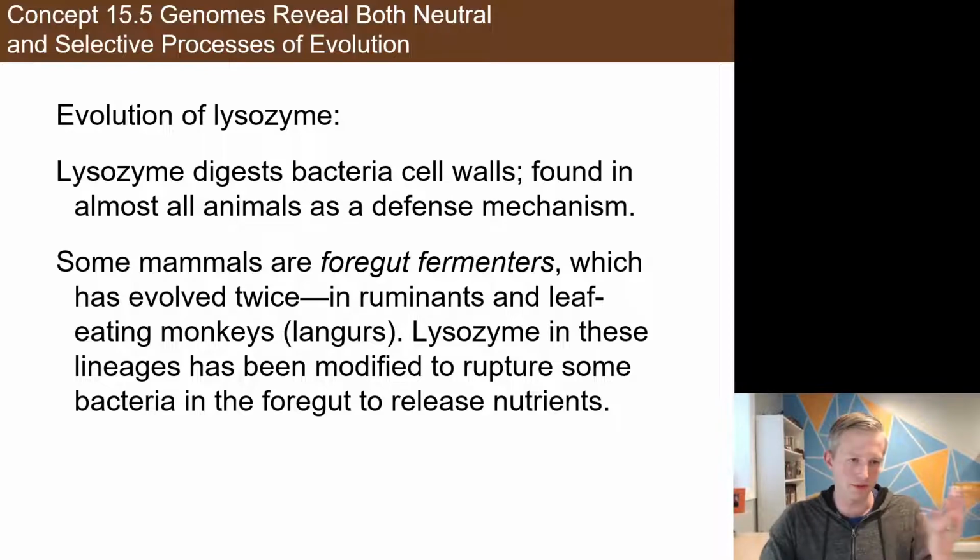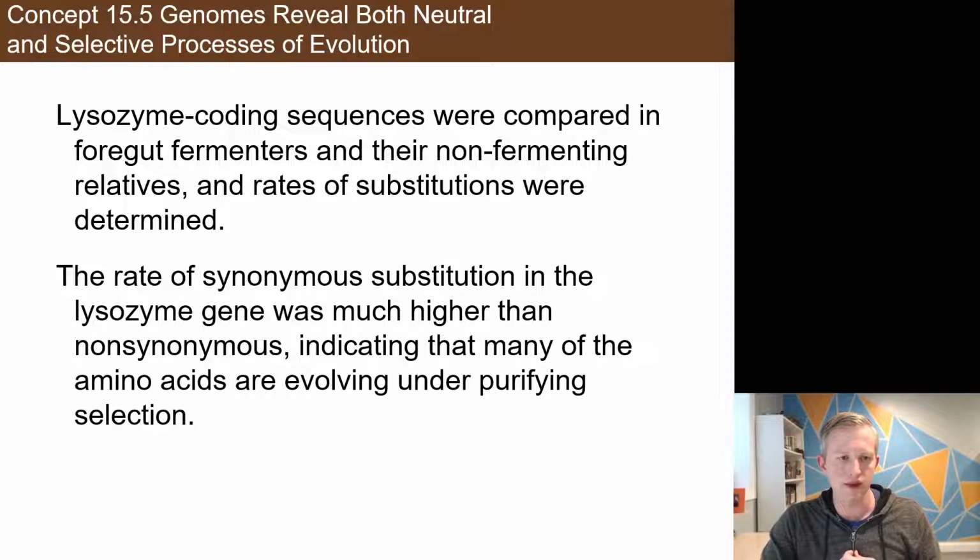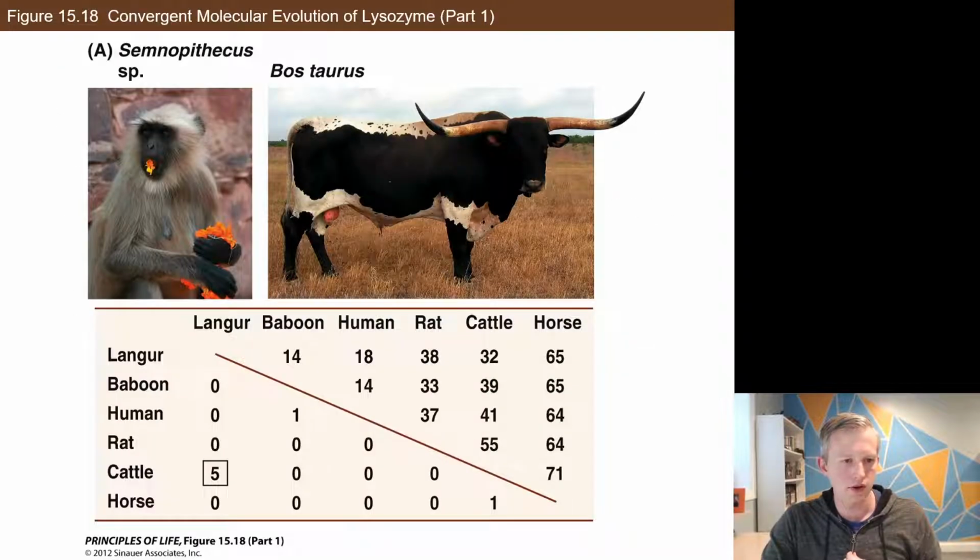It's not like these monkeys and cows had a shared ancestor who started it and then it carried forward. Actually, it appeared in both of these lines independent of one another, but through the same mechanism. So it's kind of cool.